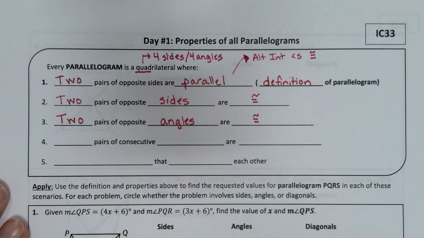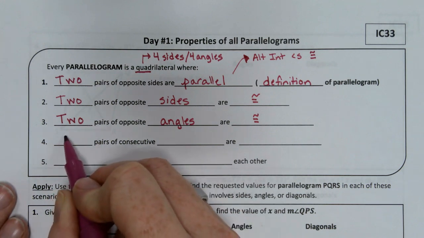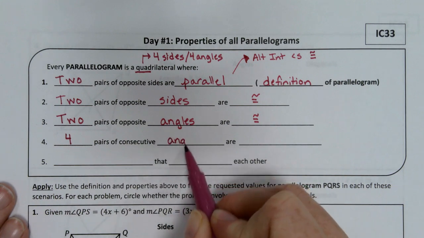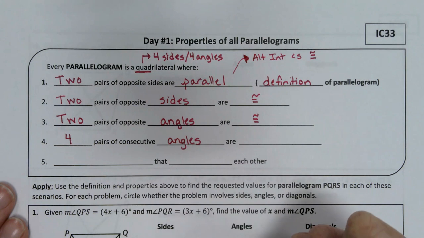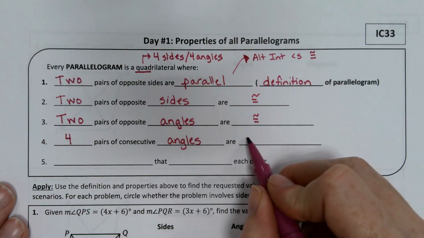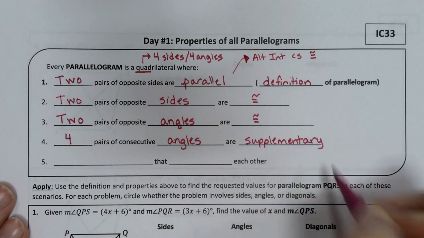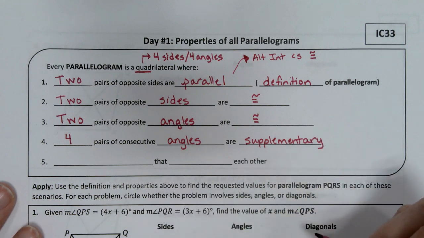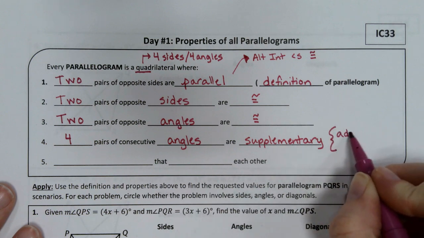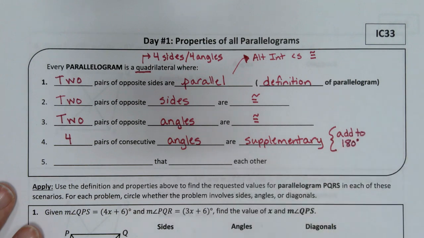And then we also have, this is where the consecutive interiors come back, 4 pairs of consecutive interior, but I'm just going to write angles because all of the angles in these pictures are interior. So consecutive angles is what we call them in parallelograms. And just like before with our parallel lines, consecutive interior angles were supplementary. And so these consecutive angles in our parallelograms are also supplementary. Now, if you think you're going to forget, give yourself a little note that supplementary means that they're going to add up to be 180 degrees.